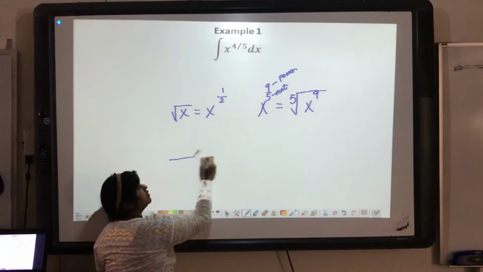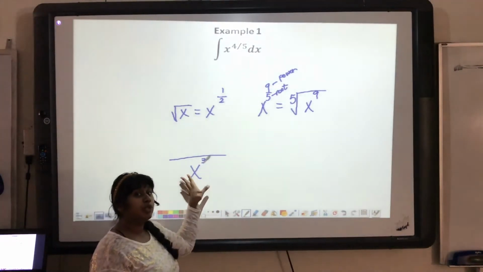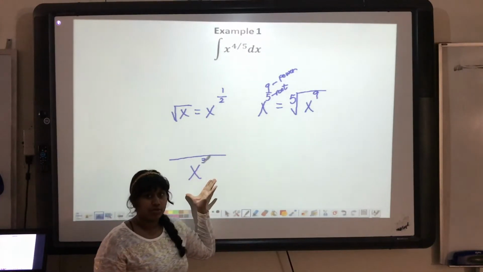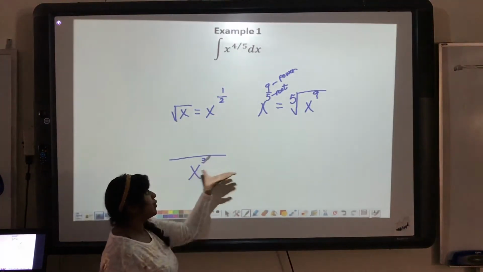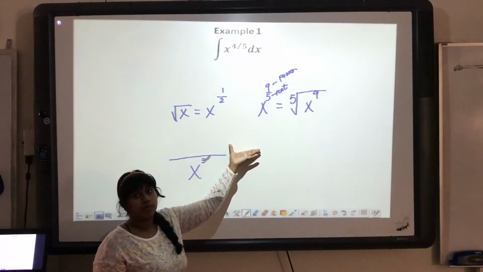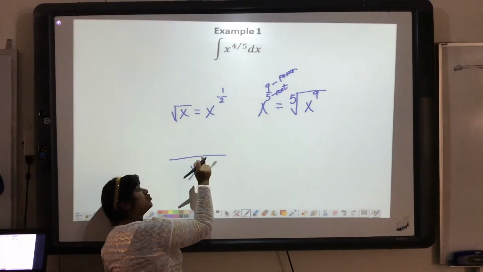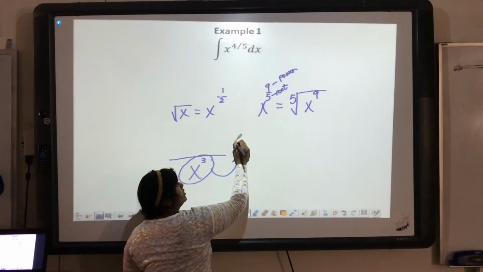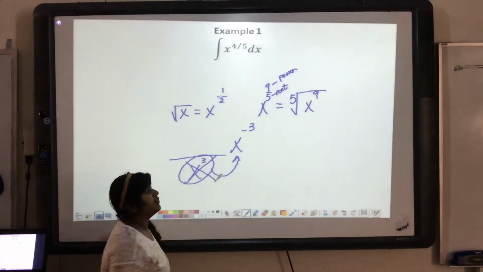What happens if I have some value below? If I have x cubed below, well, at this point, we haven't learned what to do when we divide an integral. All we're going to learn is the power rule, so we want to bring it to the numerator. We don't want anything in the denominator. Well, how do I do that? I have to change the sign of my exponent. So this x cubed, to bring it up, has to become x to the -3. So now I can get rid of it.